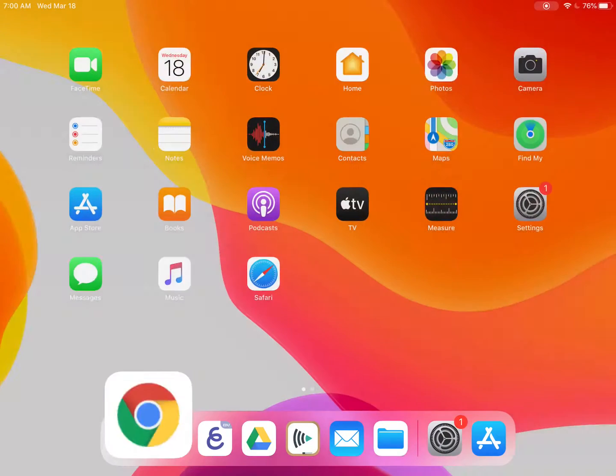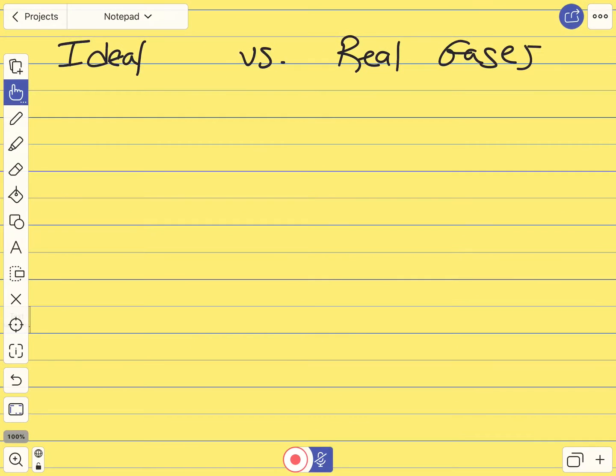Today we are going to be talking about the difference between real gases and ideal gases. Okay? So please get your notebook out because we're going to jot down a few concepts or vocab words regarding these two topics.